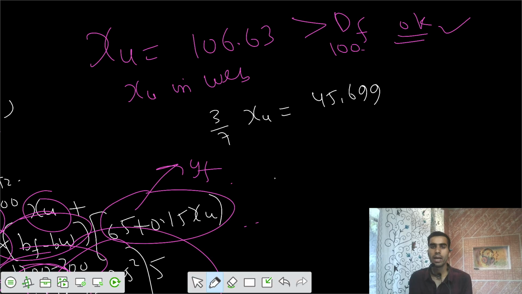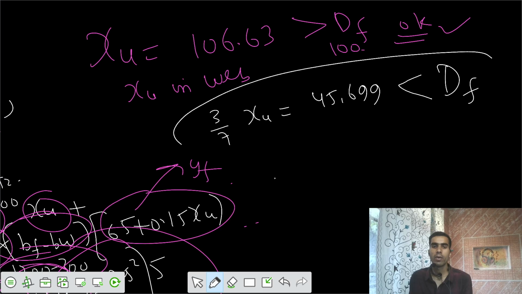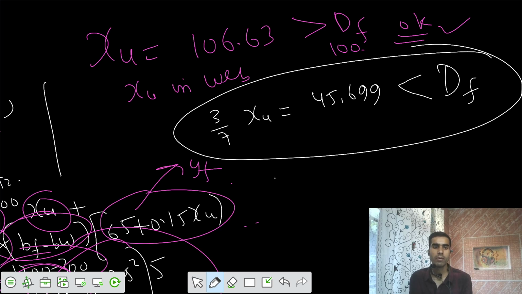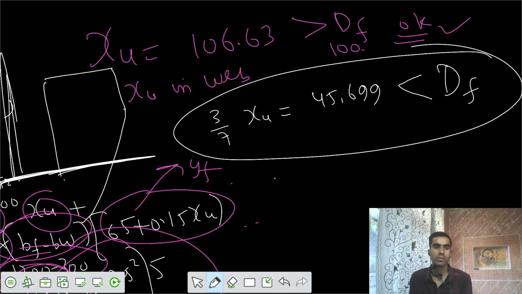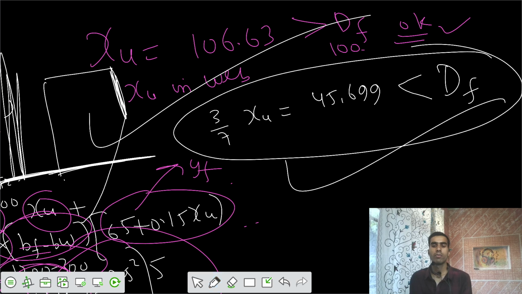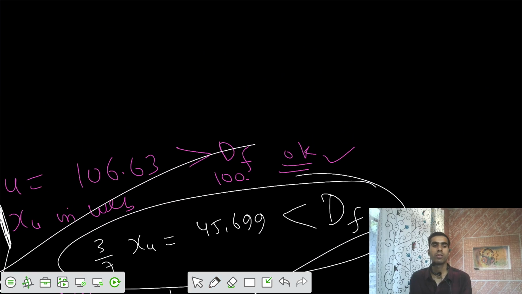45.699, and I would say that is also less than df. And our assumption was that your df is bigger, 3/7 is lesser. So this was df level, this was df, and this is 3/7. So this assumption is true. So final calculations would proceed further for this part.